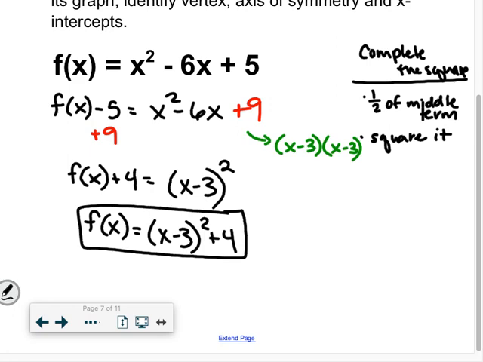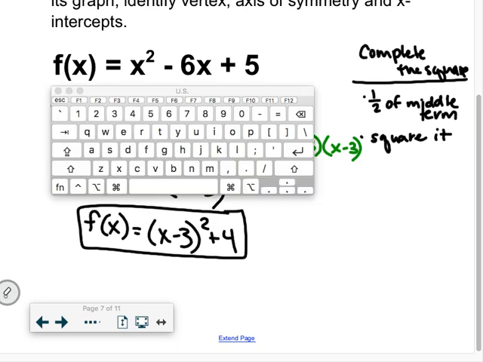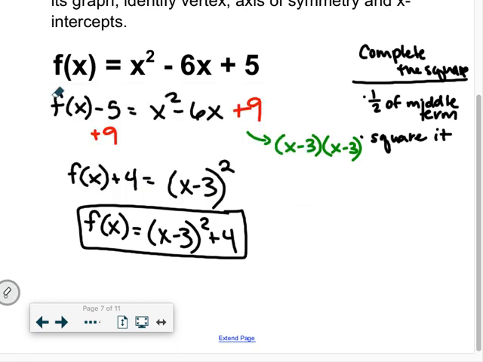Could you now tell me the vertex? 3, negative 4. Could you give me the axis of symmetry? X equals 3. Could you graph it using transformations? Yes. Could you find the x-intercepts on the graph or via algebra? Yes. So then you would do all those things.